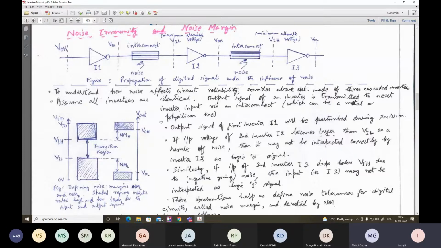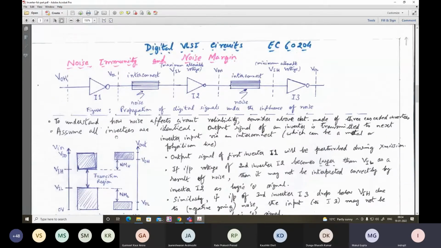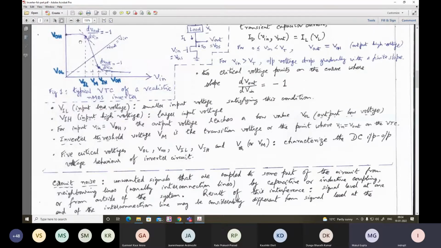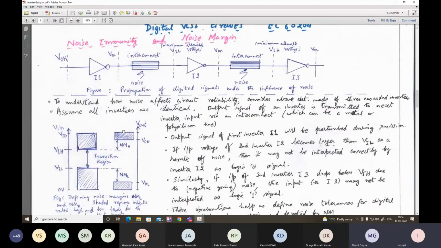But suppose some negative going noise affects. VOH will be tolerated if it goes down to VIH and no further. Because if it goes below VIH, then between VIL and VIH is the forbidden zone. Here, the slope is very sharp, and we cannot know for sure what the actual voltage level is, whether logic 0 or logic 1. So if the negative going noise's effect is limited so that the voltage level goes down to VIH but not further, then it is acceptable. So this is the situation.